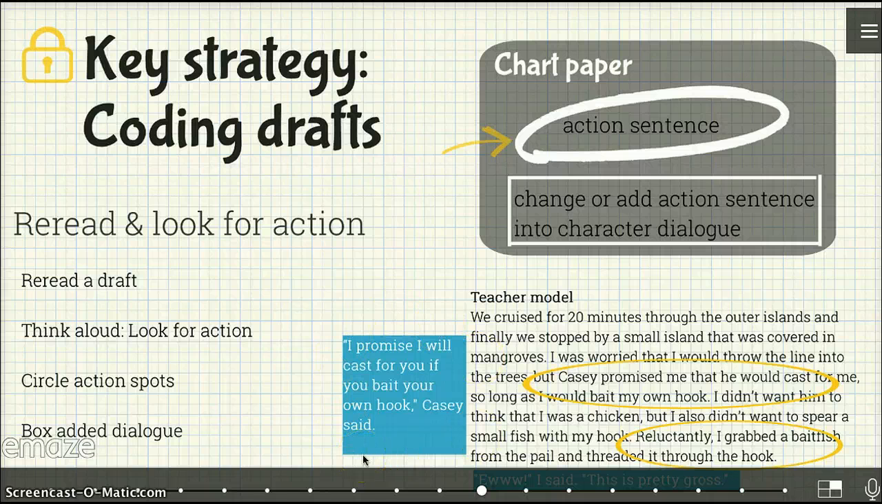And then the second part was me actually putting the fish on the hook, the bait fish. And so I circled the second part over here, and I added the dialogue, "Ooh," I said, "that's pretty gross," because that was my reaction to having to bait my own hook.